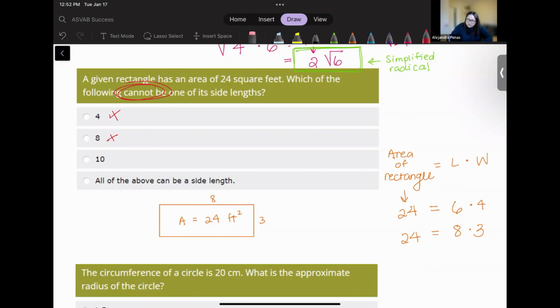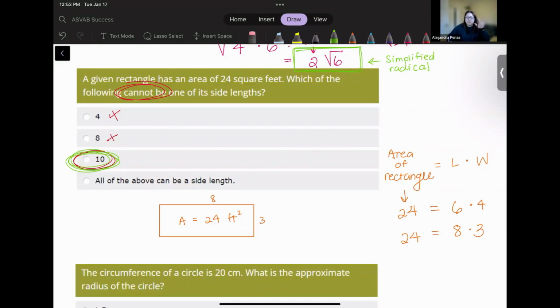Is there any way to get to 24 by multiplying 10? Nope. No, because 10 times anything is always going to end up being a number ending in zero. So like 10 times 2 is 20, 10 times 3 is 30, etc. So the only one that doesn't work is 10. And because of that, 10 is going to be our answer. Because again, the question is looking for cannot.